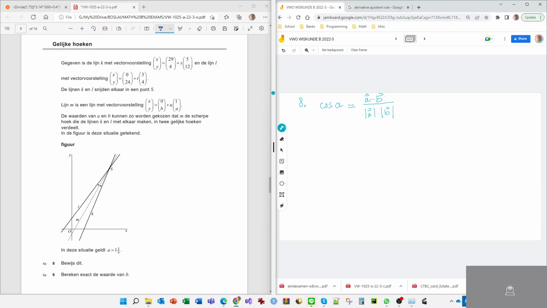So we apply that for K and L with respect to M. The first is (5, 12), and the inner product with (1, a), divided by the norm of this vector times the norm of the other, has to be equal to (3, 4) with (1, a), divided by the norms.